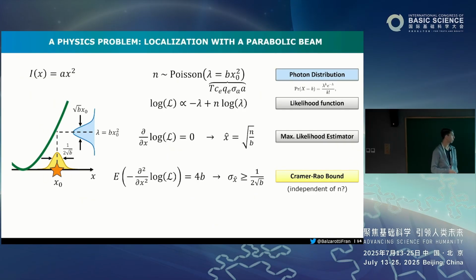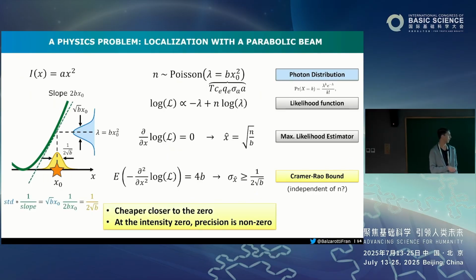So the conclusion about this is that it can be very cheap, information-wise, to be close to a 0. And at the 0 of intensity, the precision is non-zero. So it has to be larger than something. So these two results, I find them very, very curious.